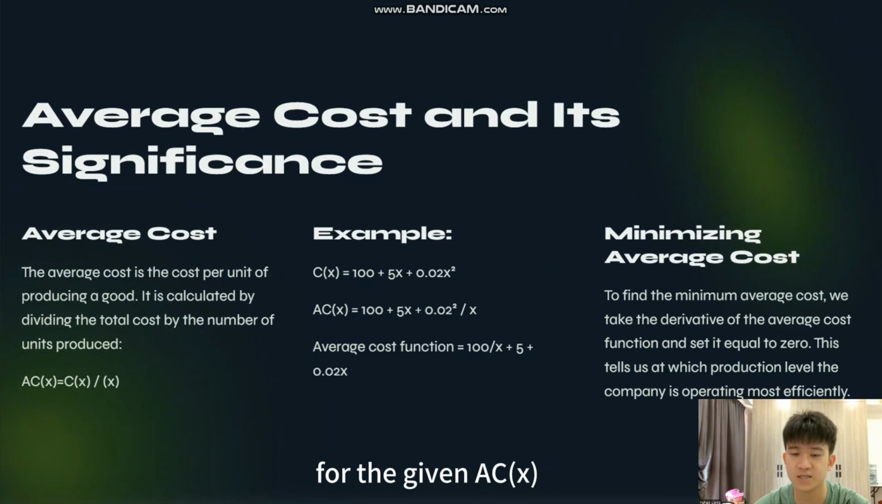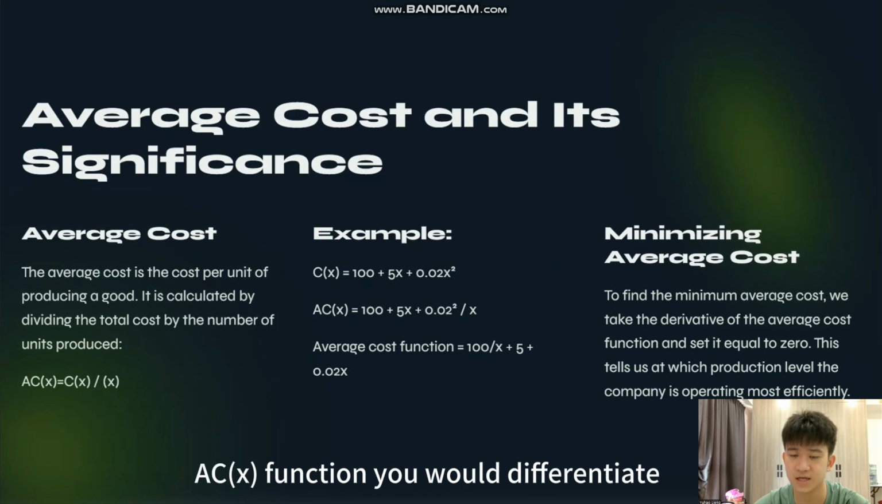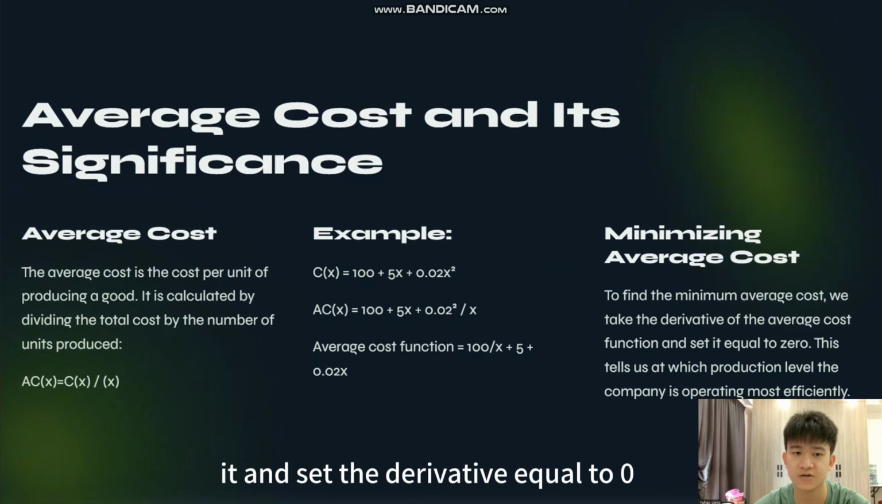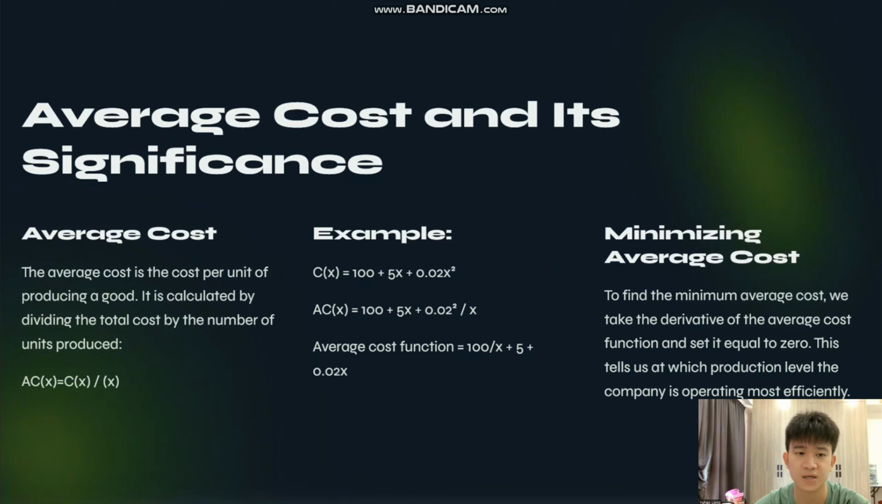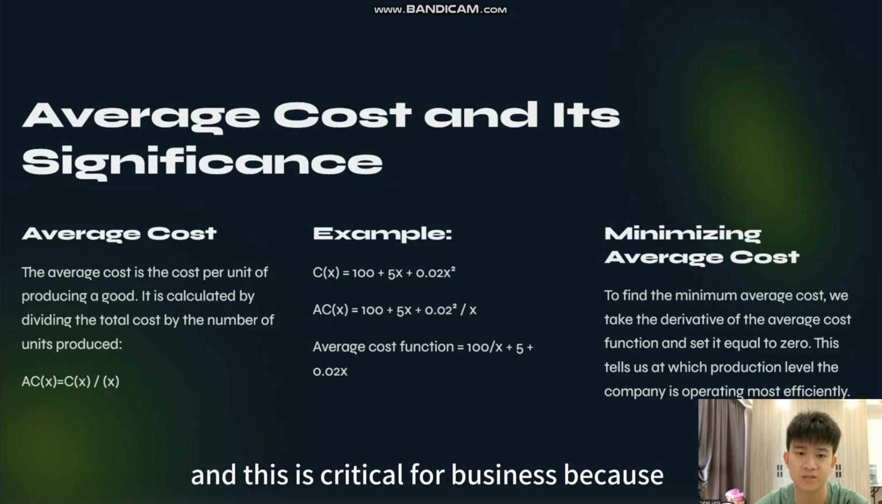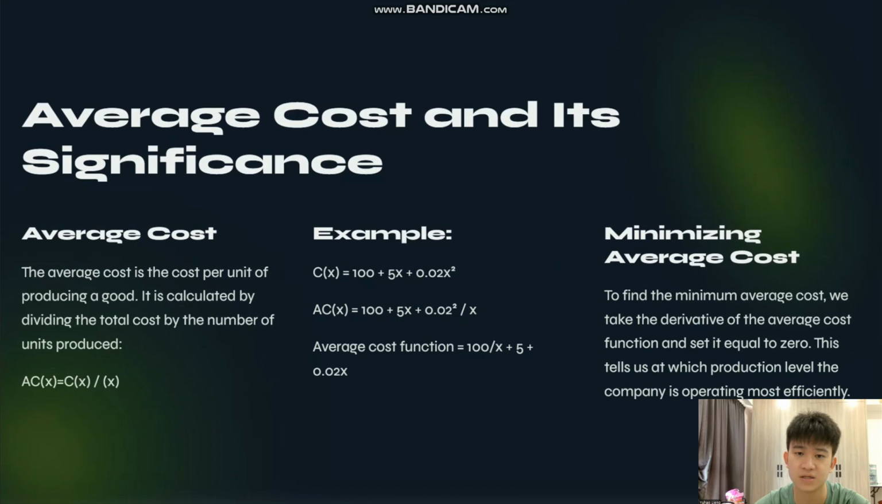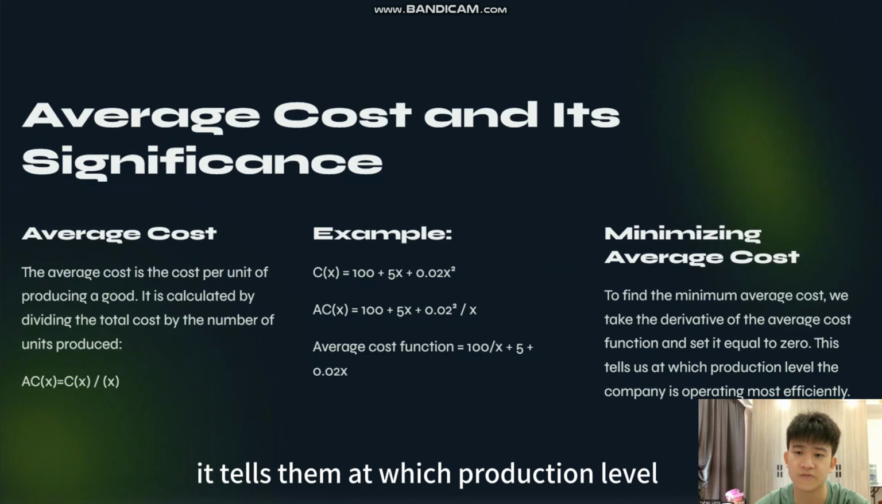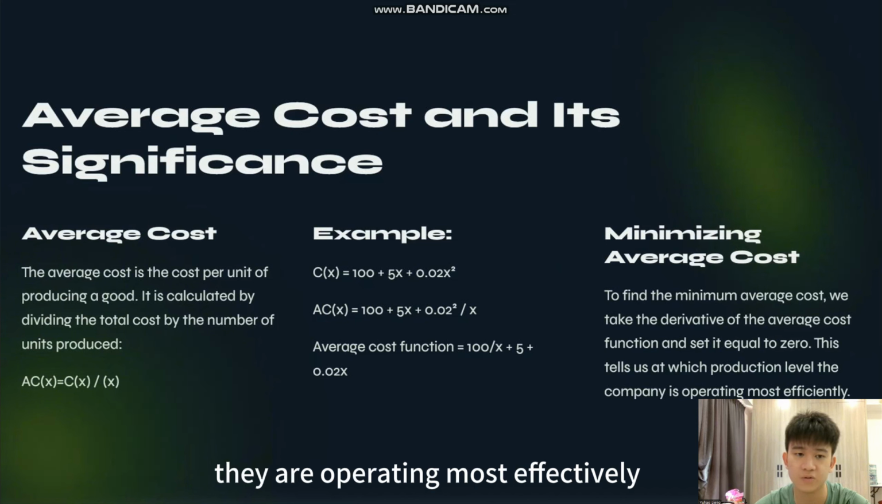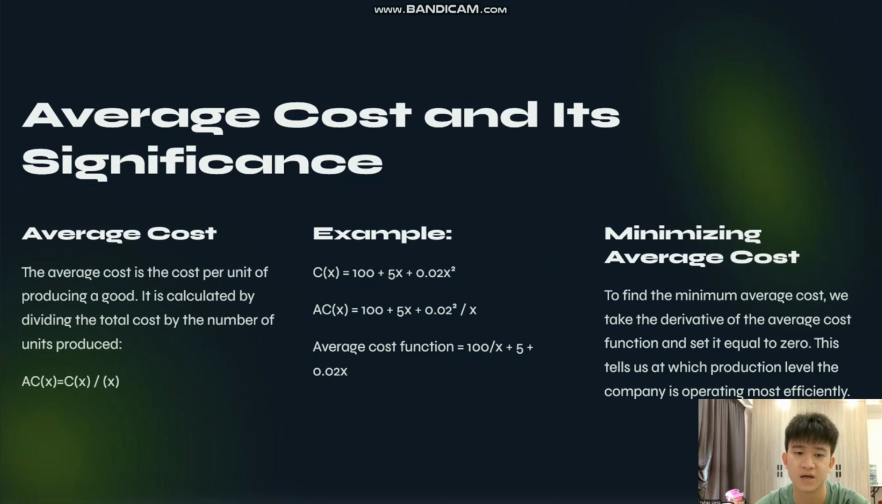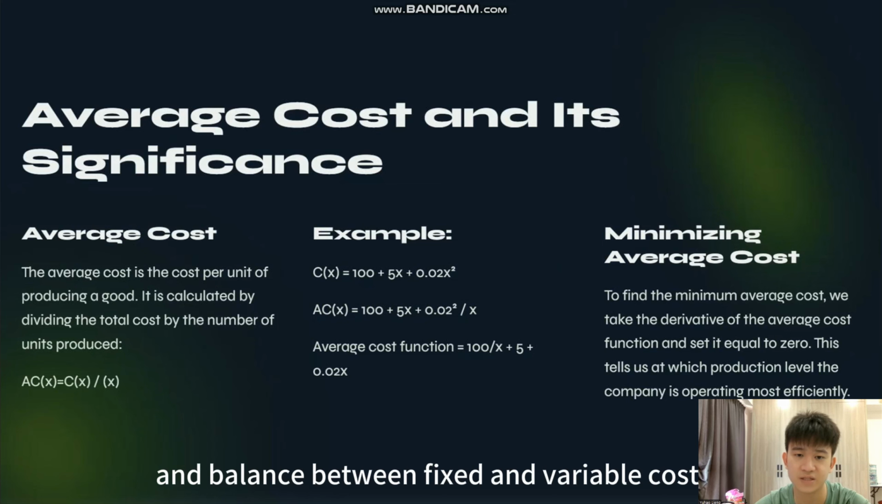For the given AC(x) function, you would differentiate it and set the derivative equal to 0 to solve for x. This is critical for business because it tells them at which production level they are operating most effectively, with a balance between fixed and variable costs.